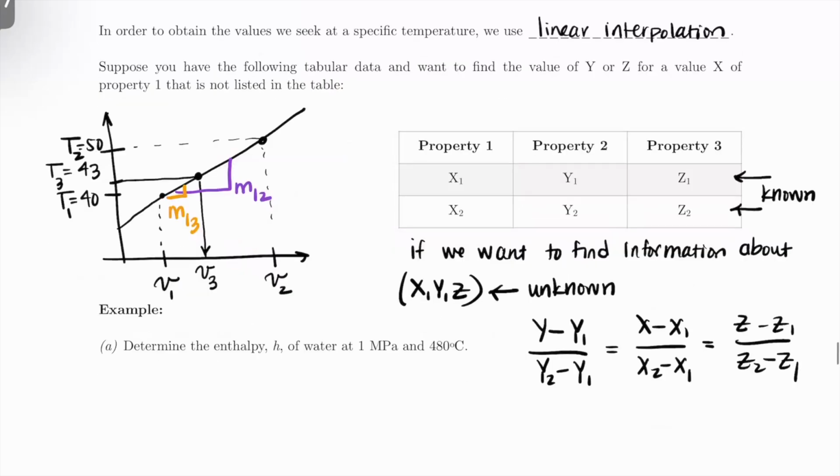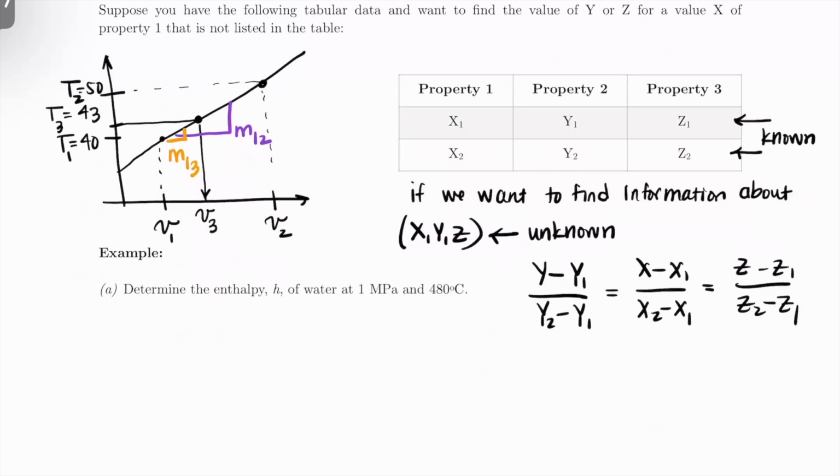So let's just do an example so that we can practice this. We want to determine the enthalpy H of water at 1 megapascal and 480 degrees C. What we're given is that P is 1 MPa, which is 1,000 kPa, and we have that temperature is 480 degrees C.